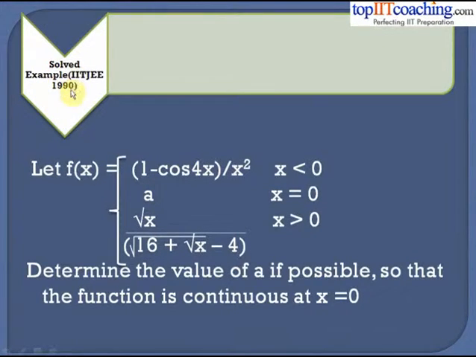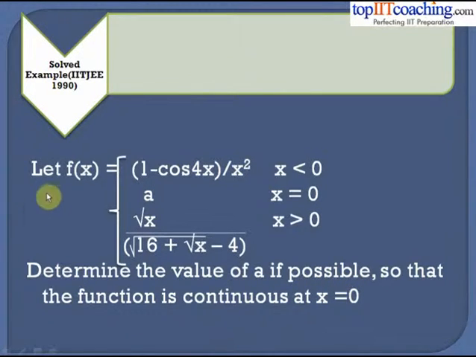This problem appeared in IIT JEE in 1990 and it is that f(x) is equal to (1 minus cos 4x) divided by x squared when x is less than 0, is equal to a when x is equal to 0, and is equal to root x divided by (root of (16 plus root x) minus 4) when x is greater than 0. Now determine the value of a if possible so that the function is continuous at the point x equal to 0.